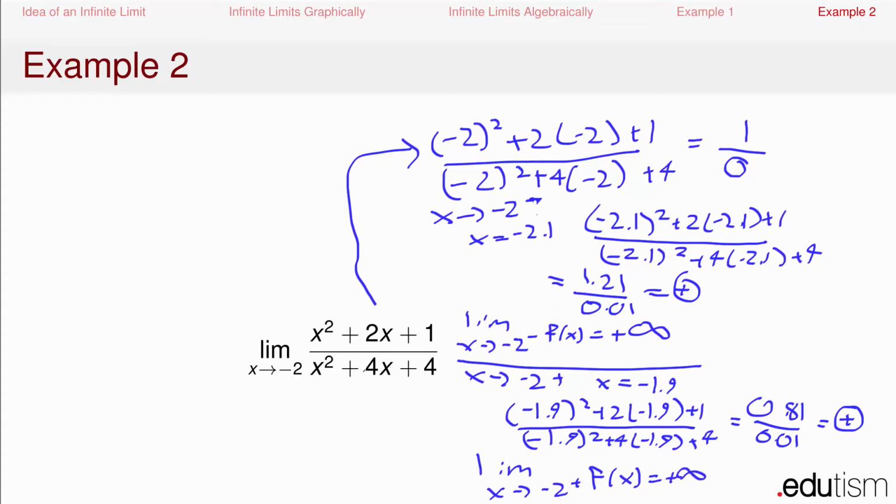For the two-sided limit, we look at the limit from the left and the limit from the right. They both go to positive infinity, so this two-sided limit also goes to positive infinity.